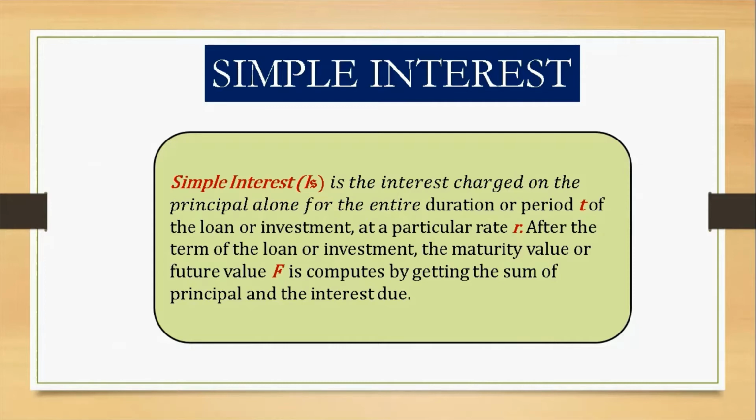So this is only the brief definition. You need to take note of the terms. We have IS, which is simple interest, period, which stands for T, and rate, which stands for R, and maturity value or future value stands for a capital letter F. So you can see it here.